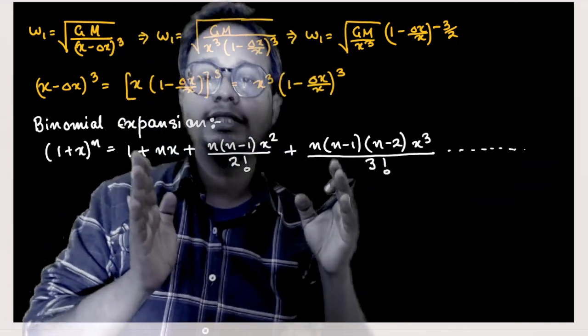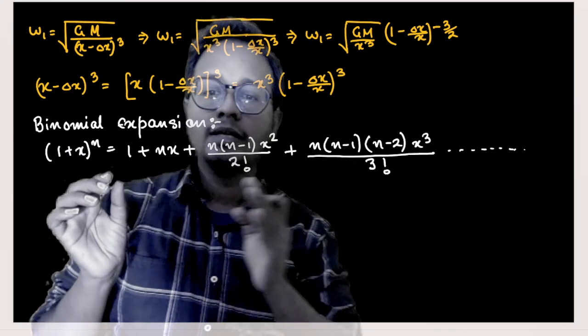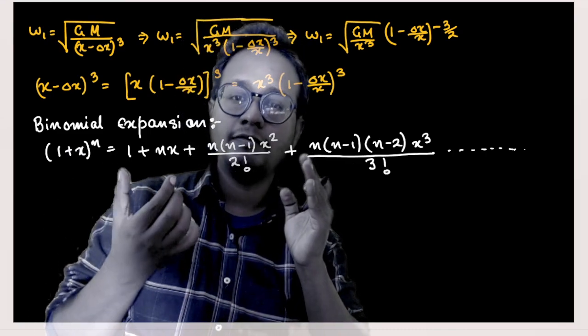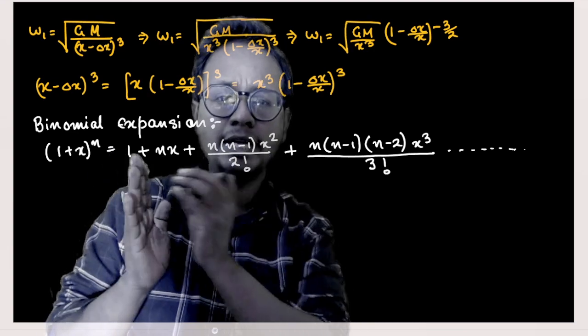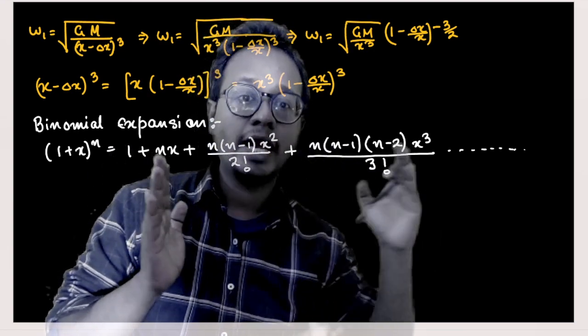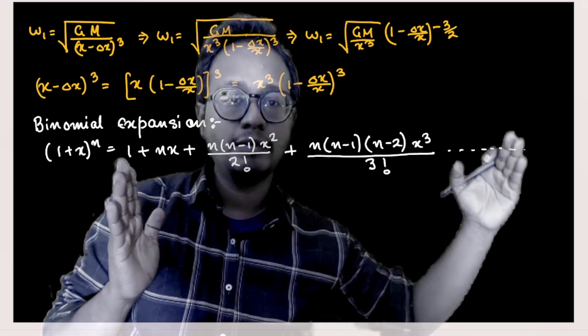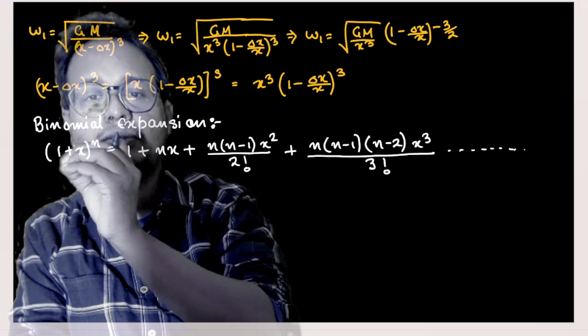So what this term signifies is, whenever I'm doing like this, if I take only the first term, we'll get some approximate value. If I take the first and second term, I'll get a more accurate value. If I take the first, second, and third term, I'll get an even more accurate value. So as I add higher orders, the answer gets more and more accurate. Understood?